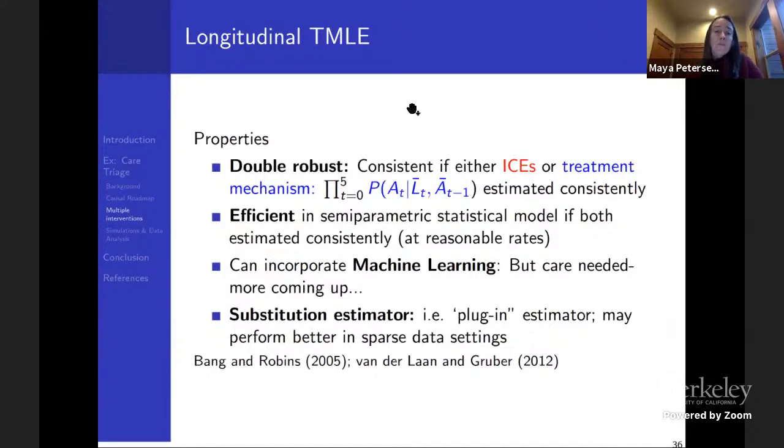So finally then, that brings us to the longitudinal TMLE estimator. So again, these properties that it has really carry over from, or are analogous to, the properties in the single time point case. It has this nice double robustness property. It's efficient in this large statistical model. It can incorporate machine learning while retaining inference, and it's a substitution estimator.